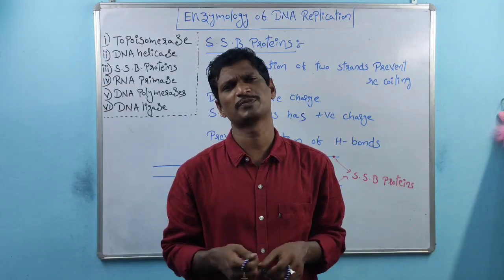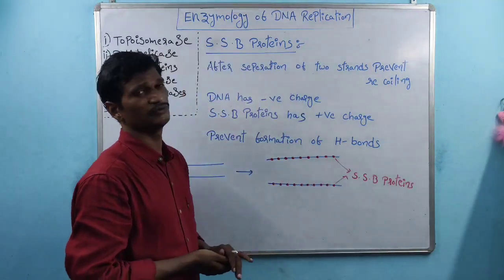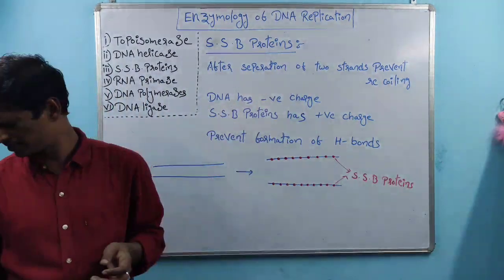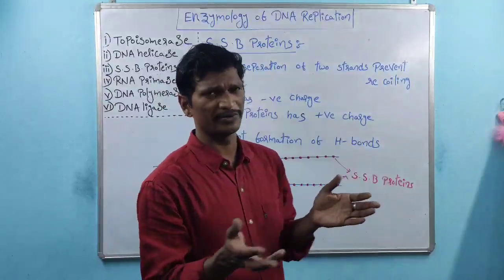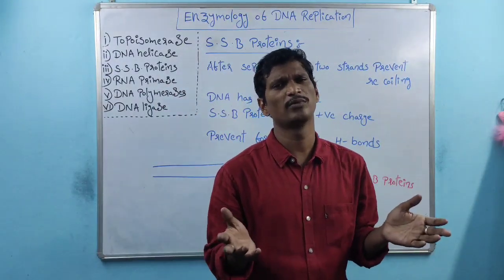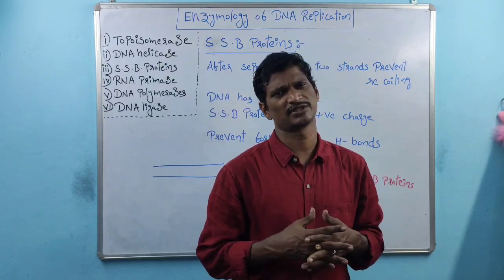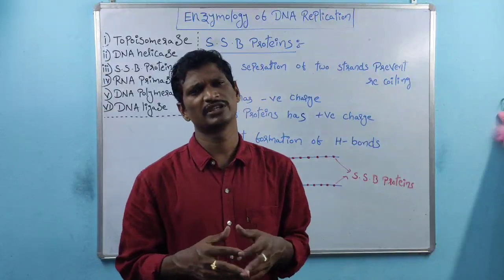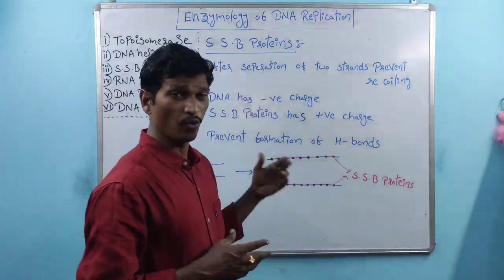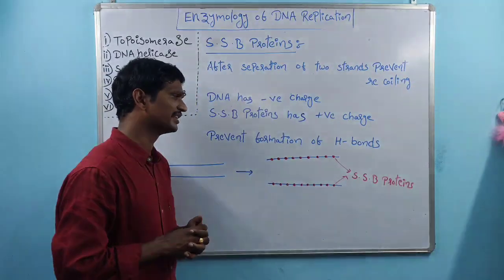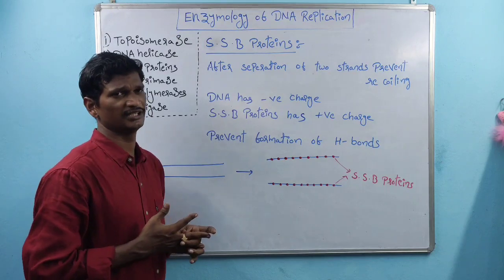Once the hydrogen bonds formation is prevented, there is no chance for the reassociation of DNA. Once that open bubble formation takes place, then the DNA replication takes place. If the two strands are closed, there is no chance for the DNA replication. So if the two strands are open, there is a chance for the DNA replication, right? That is about the SSB proteins, right?